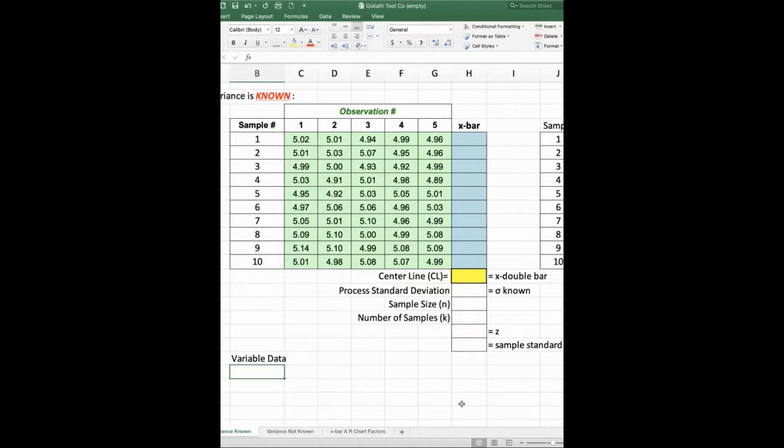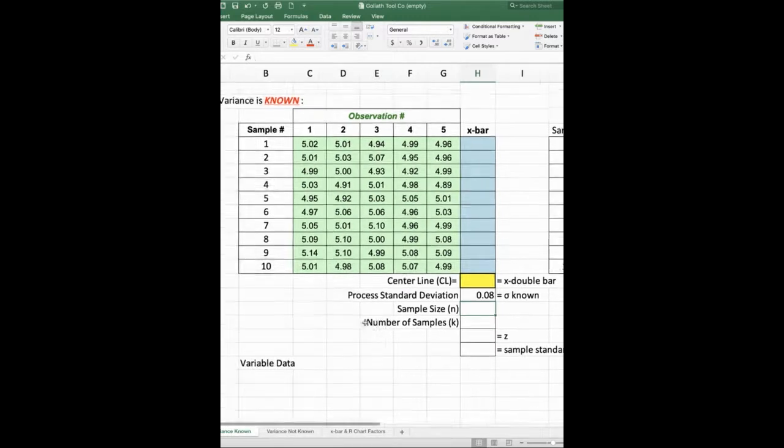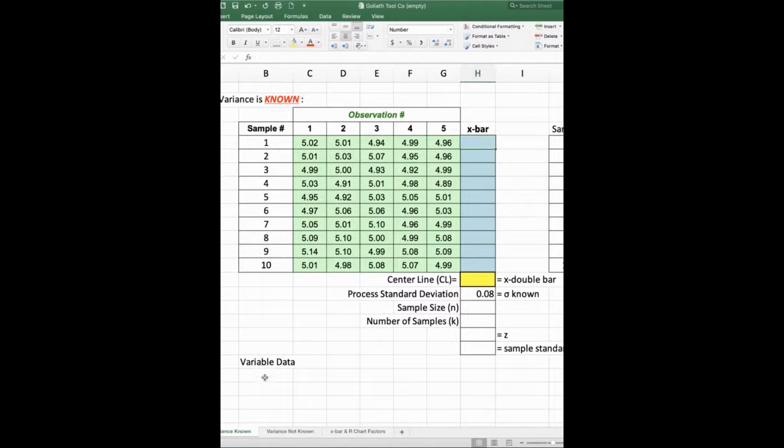And so we'll need either an R chart or an X bar chart. And then the next thing is, since it's variable data, you're told that the process standard deviation, which I'm going to enter in this cell, is 0.08. That's the process standard deviation, and it's known. Since we know the standard deviation, we're going to construct an X bar chart. We don't need to construct the R chart since we know this standard deviation.